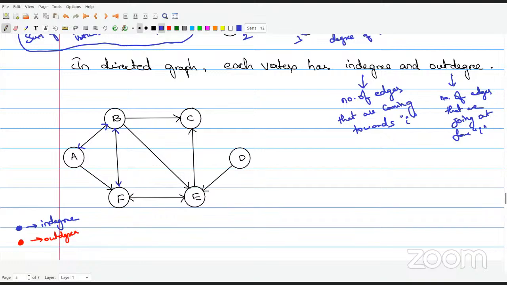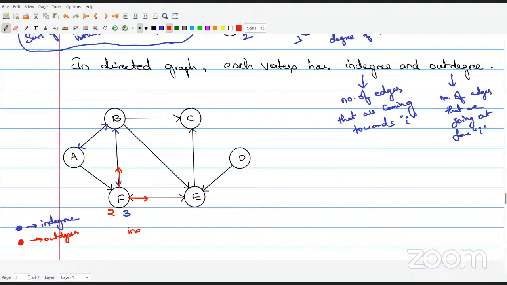Now see, how many inward coming edges are there for F? Three. Now, how many edges are going out from F? Two. F to B and F to E. So you have to be very careful in directed graph cases. So 2 is the out degree for F, and 3 is the in degree.